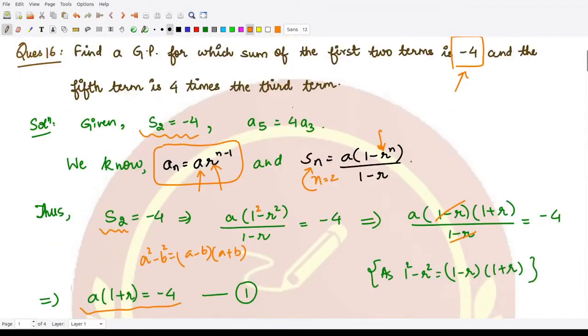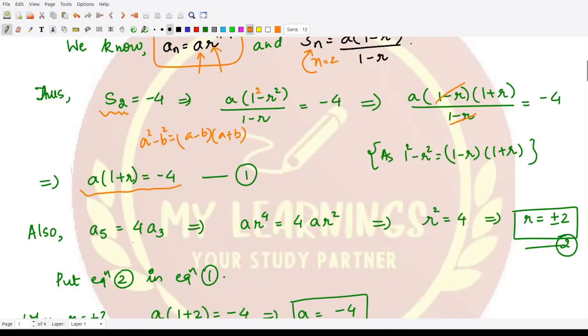Another thing that is given to us is a5 is equal to 4 times a3. So a5 is a r raised to power 4, which is equal to 4 times a3, which is a r square, correct? Now this a and a cancel with each other, and this 2 power cancels with 2 power here. So we are left with r square is equal to 4. This gives the value of r as plus or minus 2.